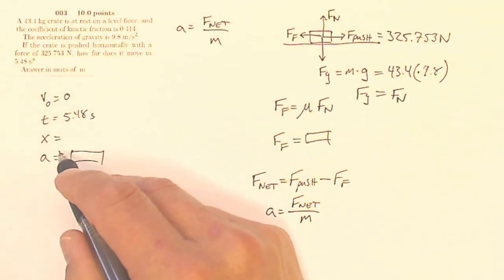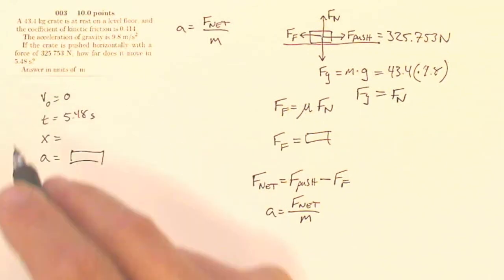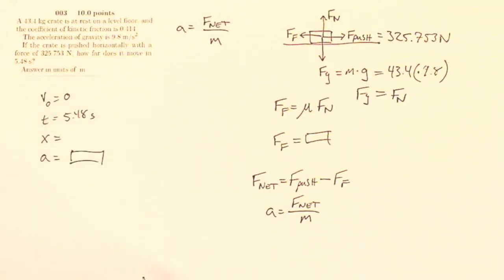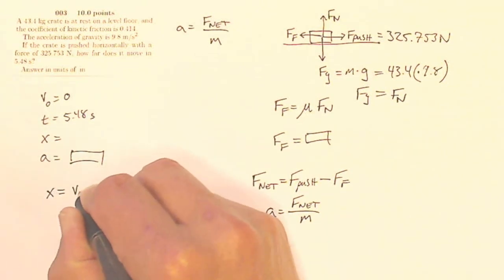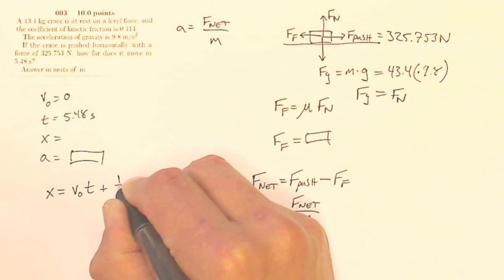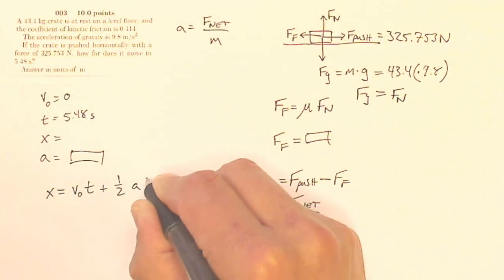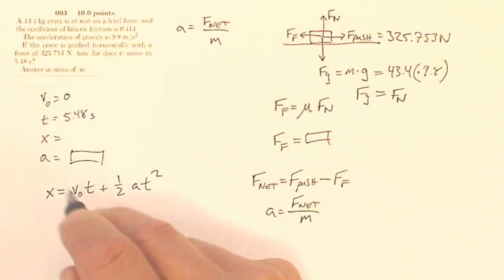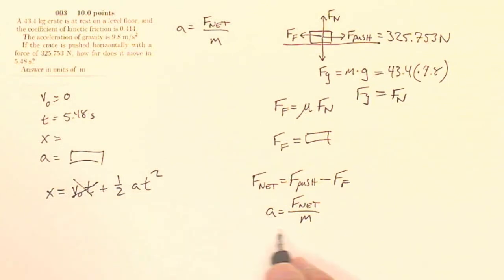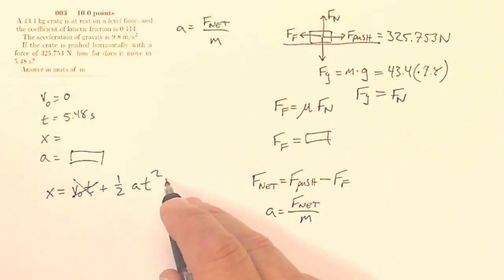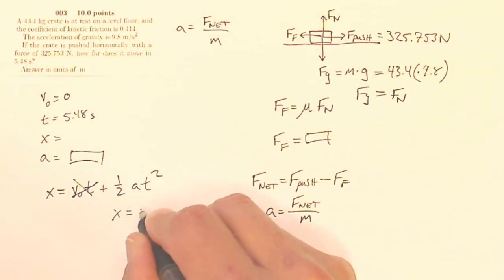And now I've got to figure out a distance with an acceleration, an initial velocity, and a time. I know that my position could be my initial velocity times time plus 1/2 my acceleration times time squared. My initial velocity is 0, so that goes away. So now I just need my acceleration from this part and my time here, and I will solve my problem. And that is going to be the distance that it moves.